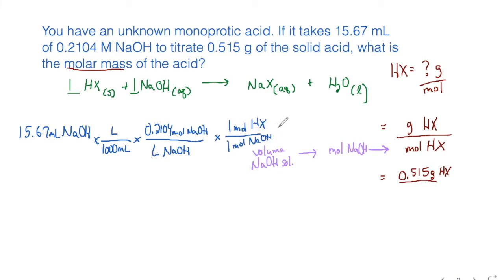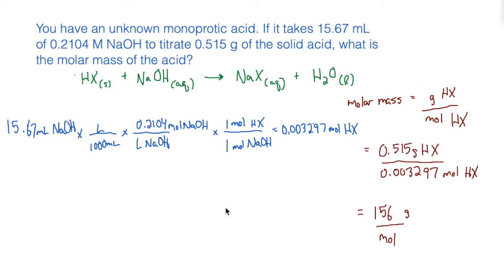And then there's a 1-to-1 ratio with our monoprotic acid, so we can get moles of the monoprotic acid from that. And this comes out to be 0.003297 moles of our acid. So now we can put that in the denominator. I'm not sure why my screen disappeared, but I tried to recreate it so I could finish up this problem.